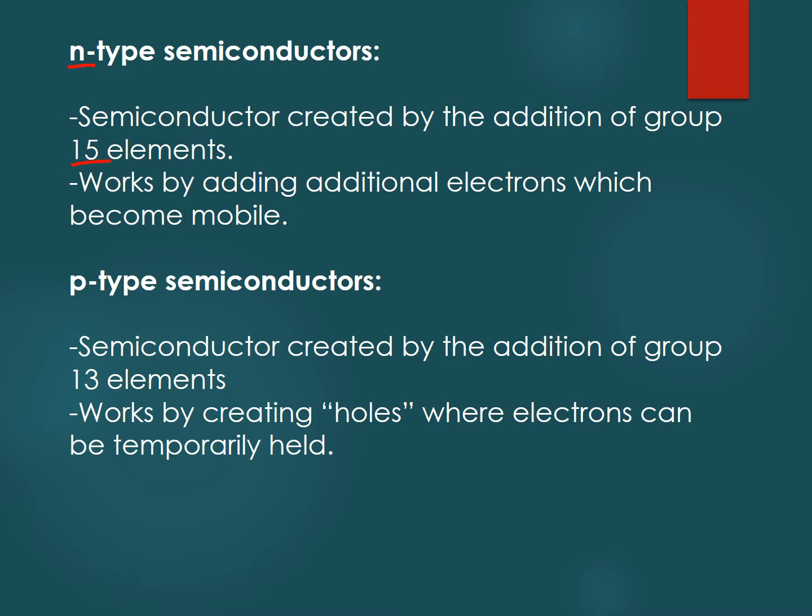In a P-type semiconductor, the semiconductor is created by the addition of group 13 elements, like gallium or indium. Now that works by creating holes in the structure where electrons can temporarily be held. Essentially, a hole is just an electron deficient structure. And that's why we call this P-type semiconductor positive type, because when we create those holes, we're essentially creating regions of positive charge due to the lack of electrons.